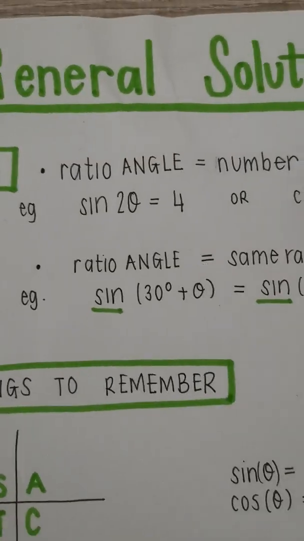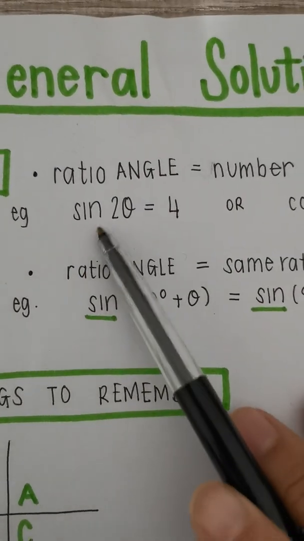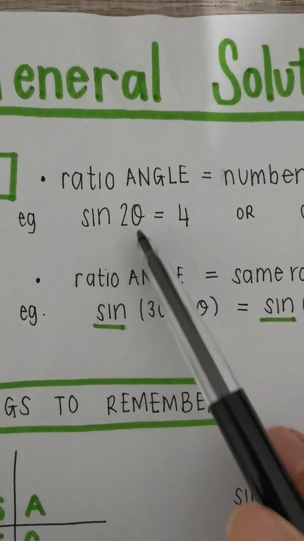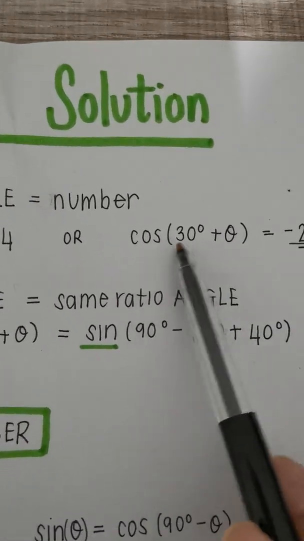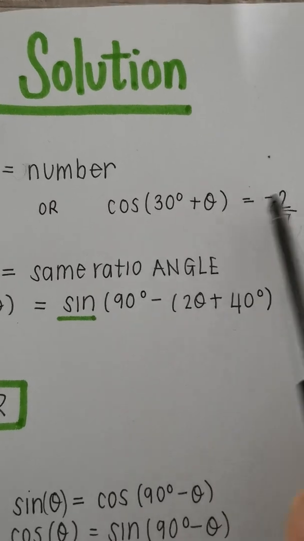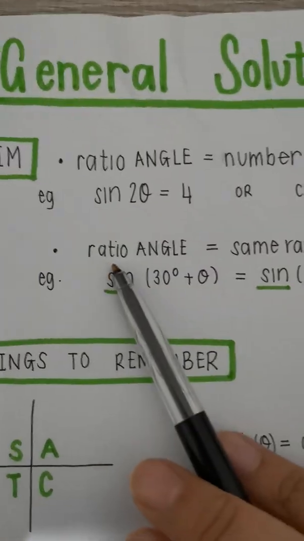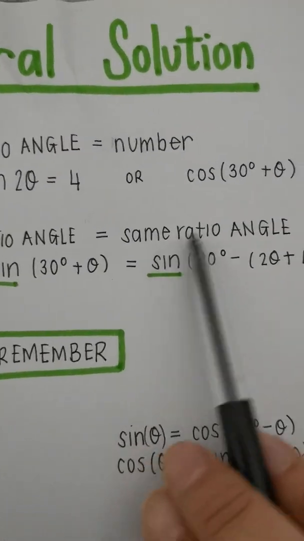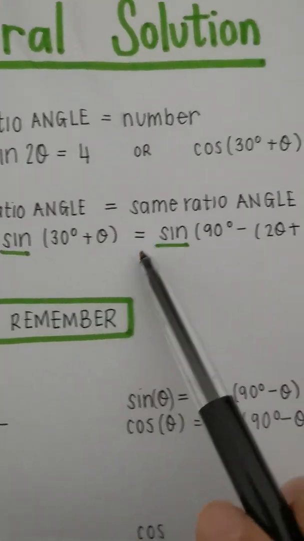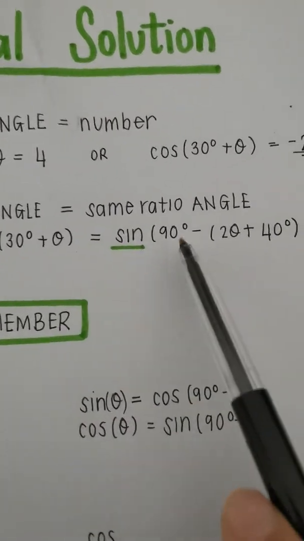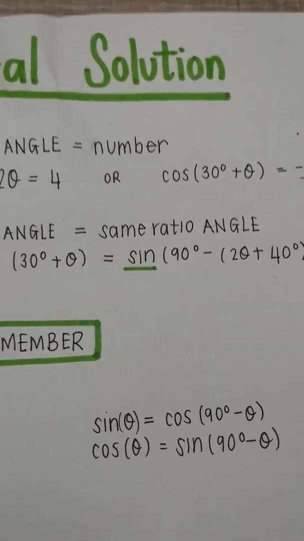So what I like to do is either one of these two things. I want to get it where it's a ratio, angle equals number, like I have over here, sine 2 theta equals 4. See, sine is my ratio, angle equals number. Or else, here's another example: ratio, angle, this whole thing here is my angle, equals number. Or else, what we want to do is get it where it's a ratio, angle equals the exact same ratio, angle. So like I have over here, sine of 30 plus theta, that's my angle, equals the exact same ratio, and then that's the angle over there. All right, I made it look super complicated just so you understand what we're aiming for.